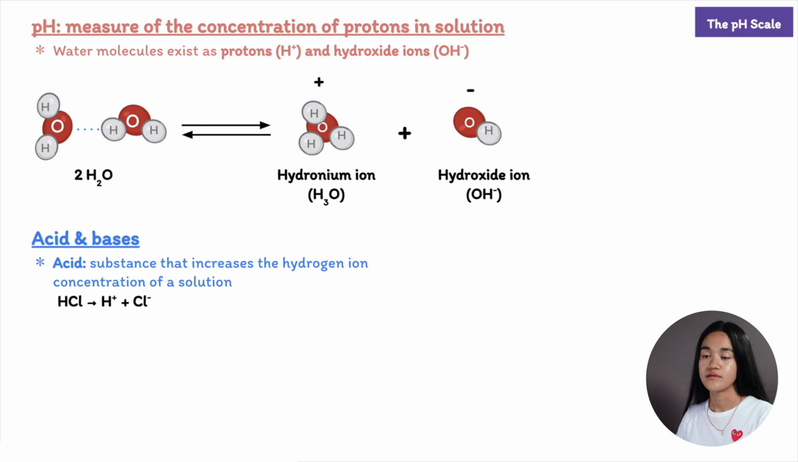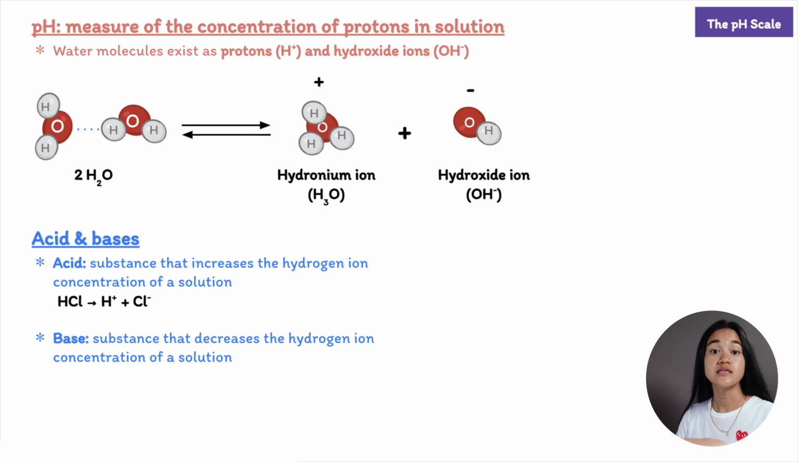On the other hand, a base is a substance that decreases the hydrogen ion concentration of a solution. How? Some bases can directly accept hydrogen ions, and there are other bases that dissociate to form hydroxide ions. One example is sodium hydroxide. In water, sodium hydroxide dissociates into its ions. Solutions with a higher concentration of hydroxide ions than hydrogen ions are known as basic solutions.